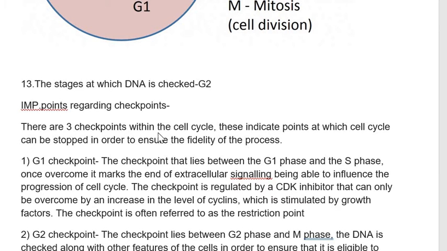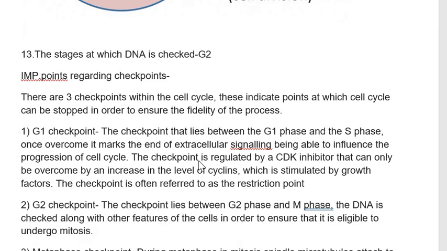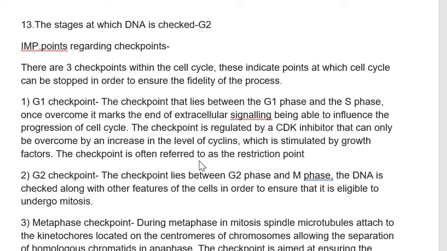There are 3 checkpoints within the cell cycle, and these indicate points at which the cell cycle can be stopped in order to ensure the fidelity of the process. Fidelity means that the process is going correctly, so it is a type of quality control. G1, as I said, is also a checkpoint.